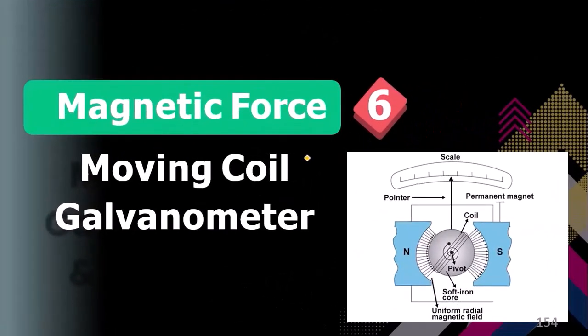So moving coil galvanometer is a type of instrument which is being used to measure what? Measure small current. Okay, galvanometer is a device which is used for the measurement of small current.